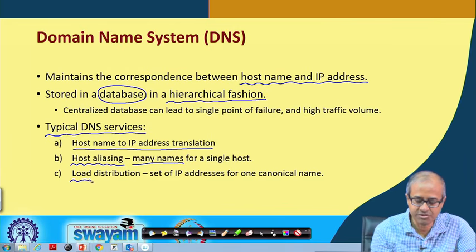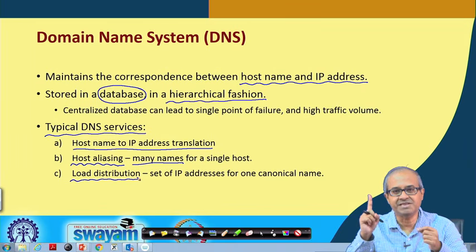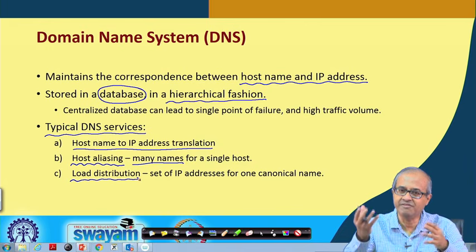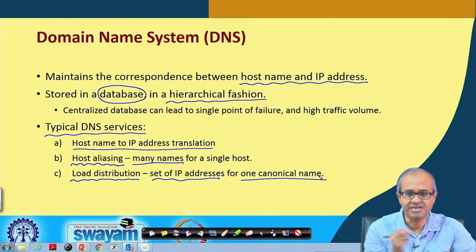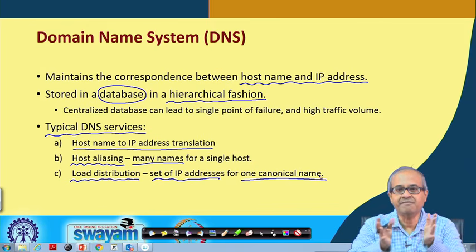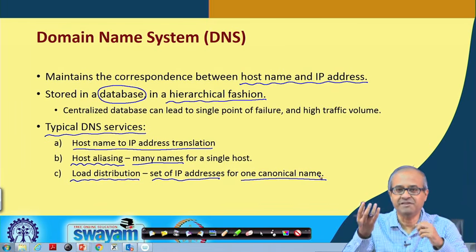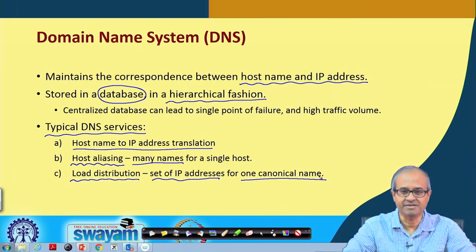Also, it supports load distribution. I gave an example of google.com, but google.com does not refer to a single machine. There are a large number of machines maintained by Google, all having the same name google.com. There is a set of IP addresses for a single canonical name like google.com. This serves to provide some kind of load balancing. Suppose I am sending a request to google.com, I will be contacting my nearest server. If there was a single server and everyone was accessing that, it would have been really overloaded, right. Okay.